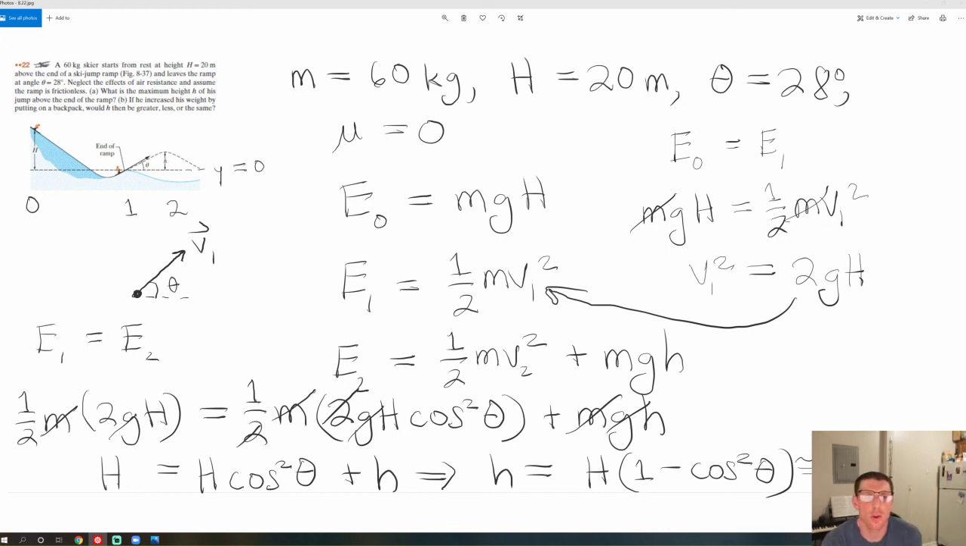And so we found this interesting thing where the mass canceled out, right? And so we find our final answer has no dependence on mass, and indeed it doesn't even have any dependence on the gravitational acceleration, right? And so the answer to part B is that nothing really would change if his weight was increased, or equivalently if his mass was increased, right? And so the answer looks like it should be no.